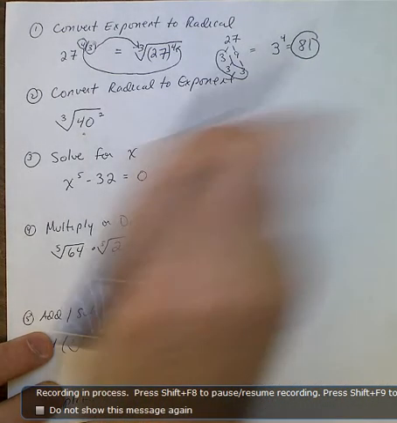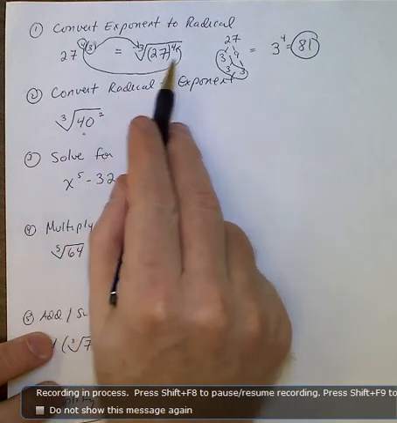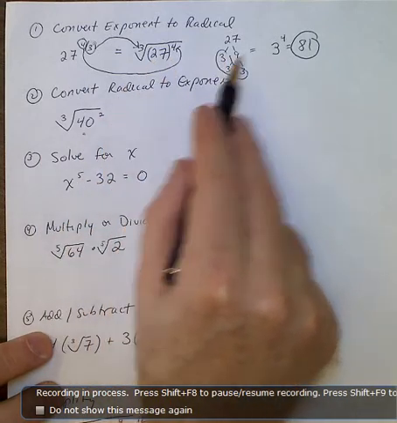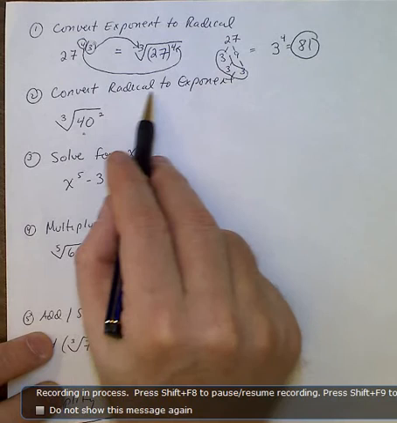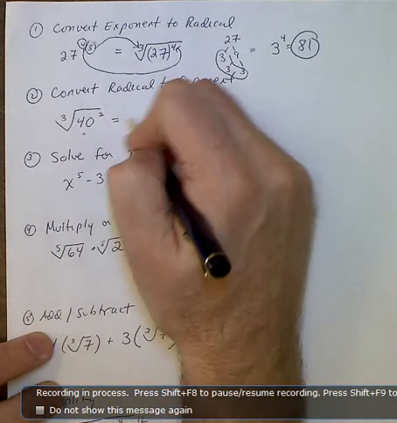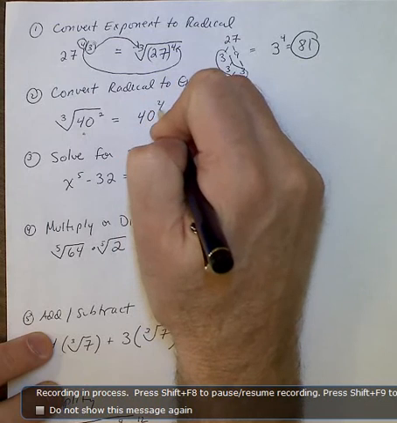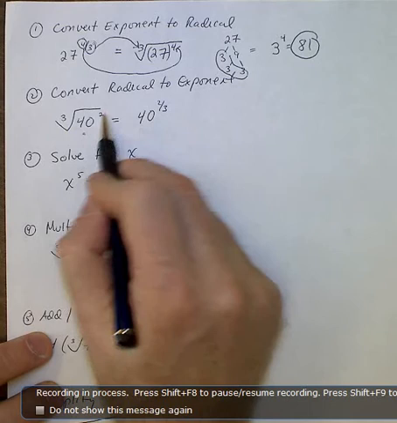So in this problem, we converted from an exponent to a radical. We solved for the radical using our tree, and we ended up with an answer of 81 without really using our calculator. You also got to be able to convert radicals to exponents. That's the other direction. So in this case, it's 40 to the 2/3, remembering that the 3 here is the denominator on the exponent and the 2 is your numerator.